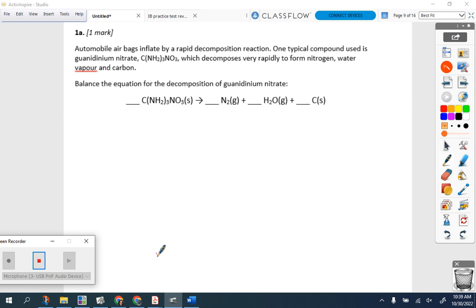So we have a decomposition of guanidinium nitrate, and in this question 1, you're being asked to balance the equation for this decomposition reaction. So when we are balancing our equations, there are a number of ways you can do it. The way that I prefer, but you can do whatever gets you the right answer, is to separate out our elements. So we have carbon, nitrogen, hydrogen, and oxygen on each side.